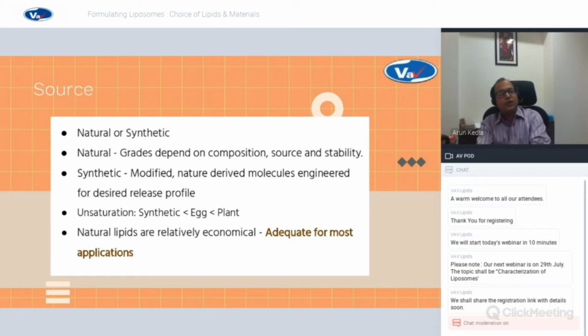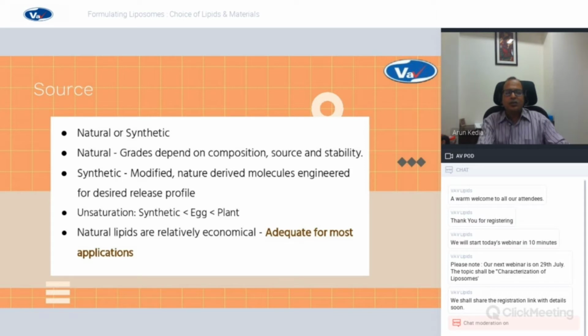Then the second choice can be synthetic lipid. Now, when we say synthetic, these are also nature derived molecules, but with modification, and they are usually engineered for a desired release profile or a stability profile. Important to note here, when we talk of unsaturation of the fatty acids, then the synthetics are the most saturated, followed by egg, followed by plant. Plant sources are usually the most unsaturated.